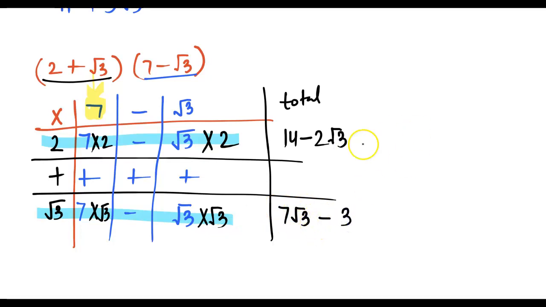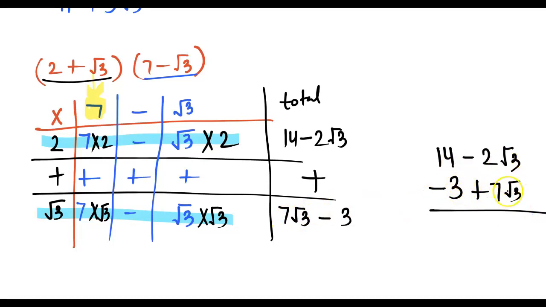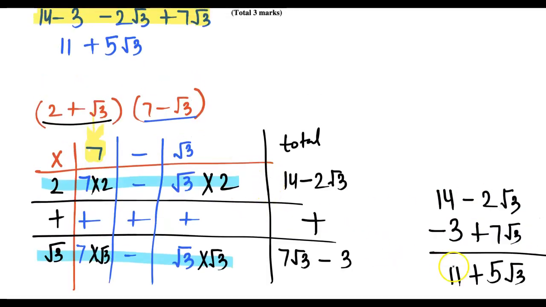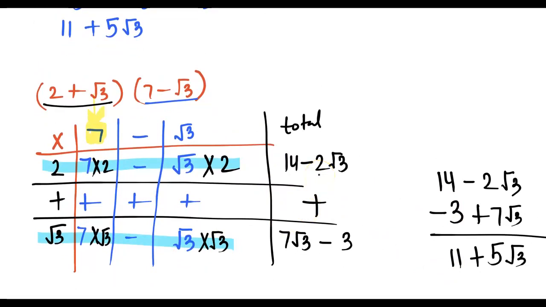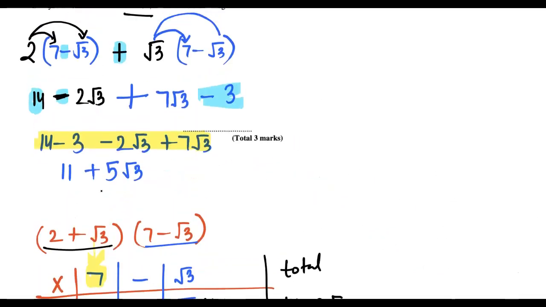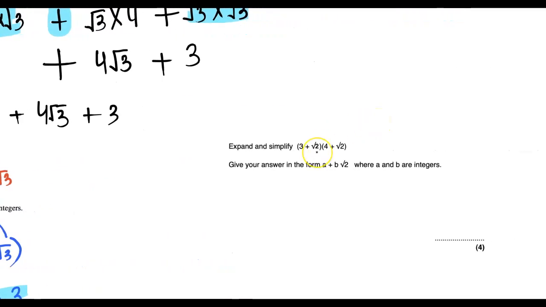Right? Now if we just add them both, because this is plus, so we're going to be adding them both. So 14 take away 3, you can rearrange, 14 take away 2 root 3, and this is negative 3, keeping negative 3 here, and that is positive 7 root 3. So you're going to be getting 5 root 3, that is positive, and 11 here. Right, so we got the same answer, and this was the tabular method of multiplying the thing. Let's do the last question, exam style question.